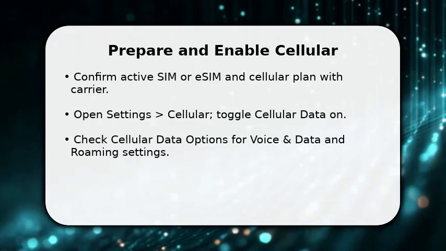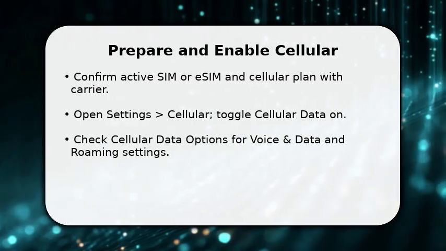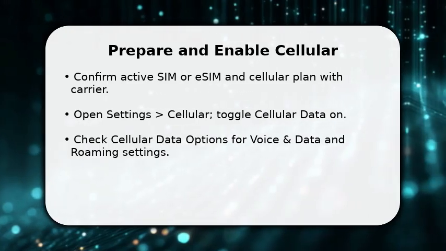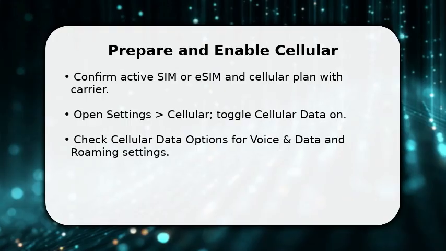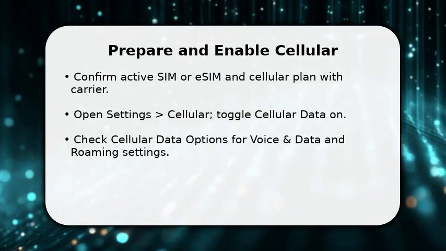You start by confirming your SIM or eSIM is active and your plan supports data. This avoids wasted steps later. Open Settings, tap Cellular, and flip cellular data on so your phone can use mobile networks. Once done, make sure Cellular Data Options is visible.